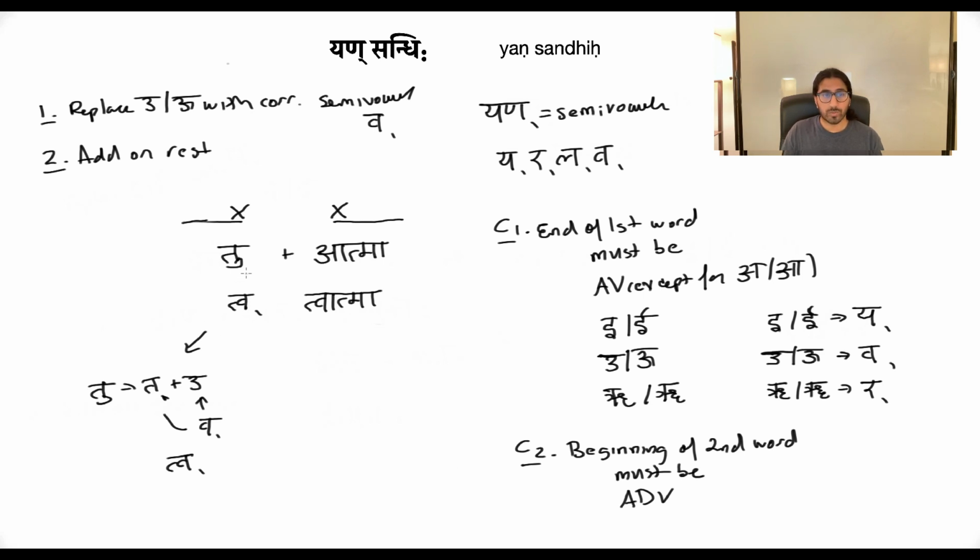You see? Tu plus ātmā, tvātmā. Because the u gets replaced by a va, the corresponding semivowel. Then you just add on the rest, just like the previous one, except in the previous one the i gets replaced by a ya, and here the u by a va. Okay, let's use another example here. Let's just stick with tu again. So tu plus, let's just say, iti.